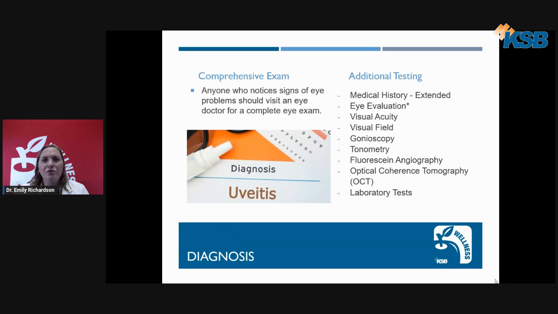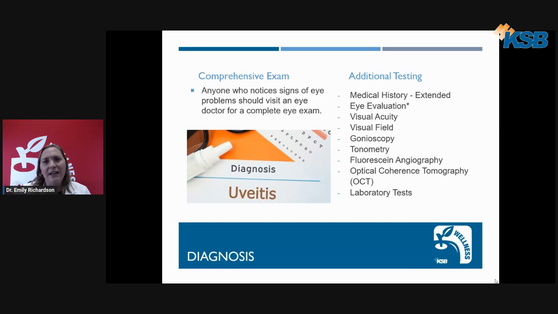So what should you do if you're having these symptoms? Obviously, the biggest thing is having a comprehensive eye exam, having your eyes evaluated by an eye care specialist. Both the front of the eye and having a dilated exam to evaluate the back of the eye are very important with these types of symptoms and looking for these types of conditions.